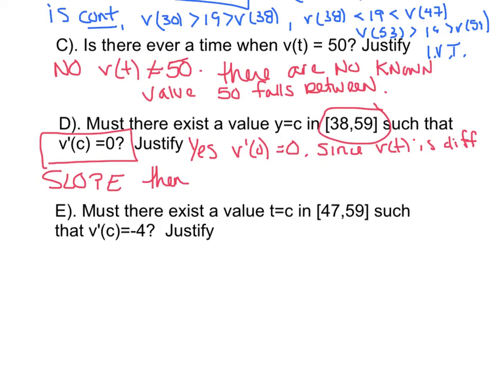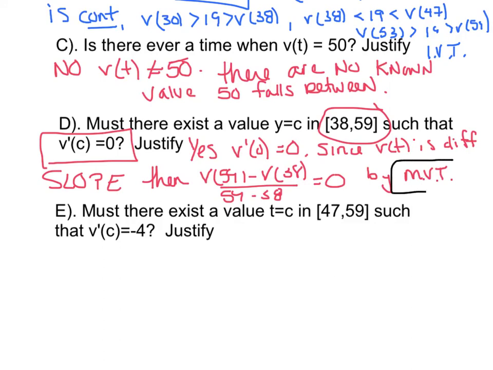Then I'm just going to show my math now. V of 59 minus v of 38 all over 59 minus 38 equals 0, by the mean value theorem. Okay, so I am showing that there is a time the slope exists, and that is using the mean value theorem. So one thing to keep straight is if you're taking slope, you are using mean value theorem. If you're just looking at your picture, you're using the intermediate value theorem.